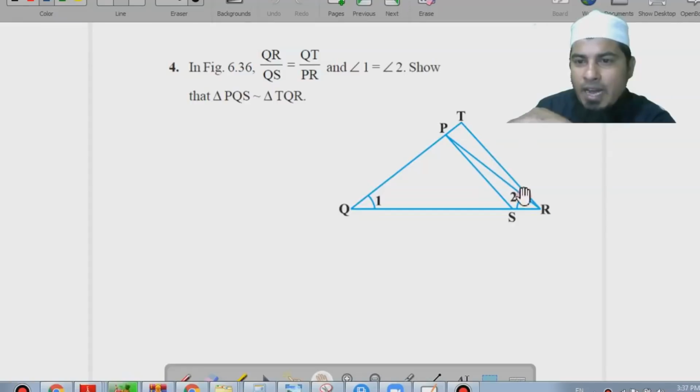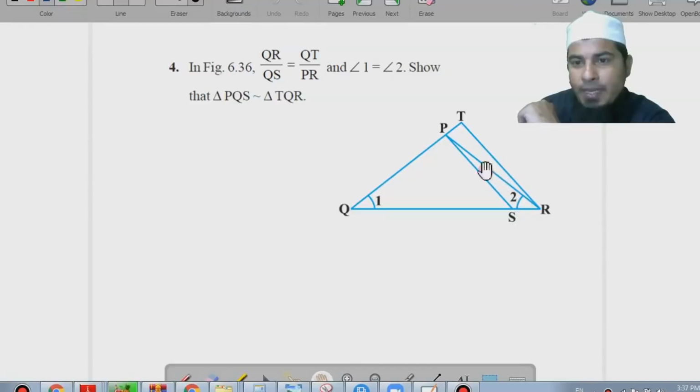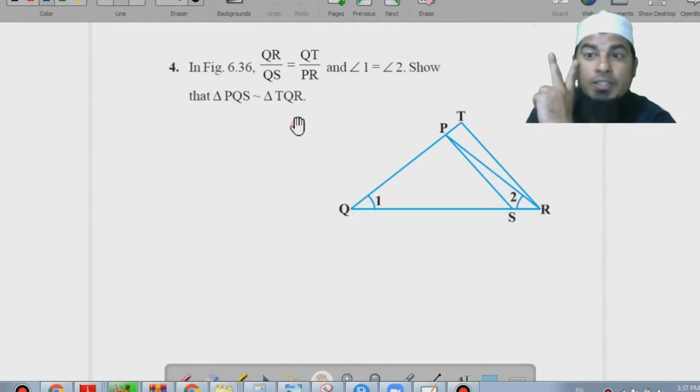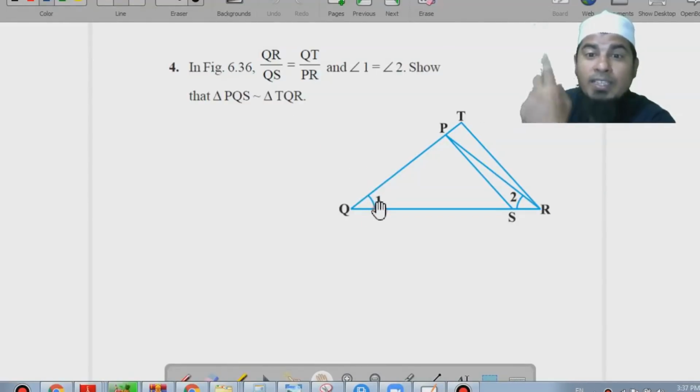If we keenly observe in this figure, PQR, angle 1 is equal to angle 2, it means the triangle is isosceles. Because in an isosceles triangle two sides will be equal, PQ is equal to PR. Instead of PR, if I write PQ in this ratio, these two triangles' two sides will become in the same ratio. Moreover, this angle 1 is common in both the triangles. These two triangles are similar by SAS similarity criterion.